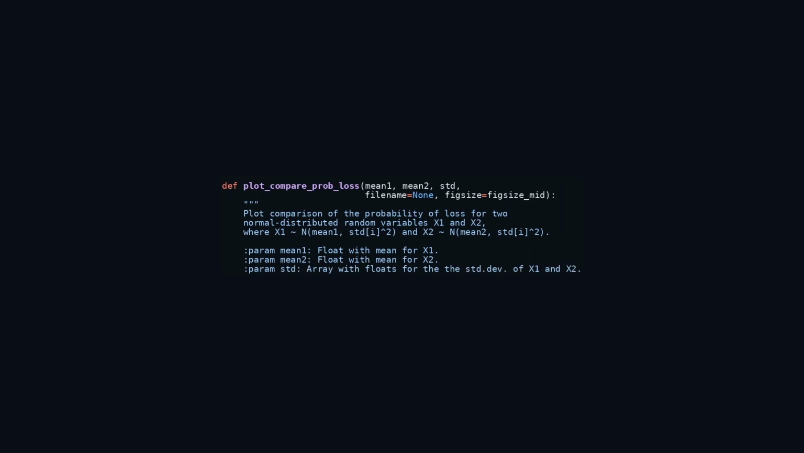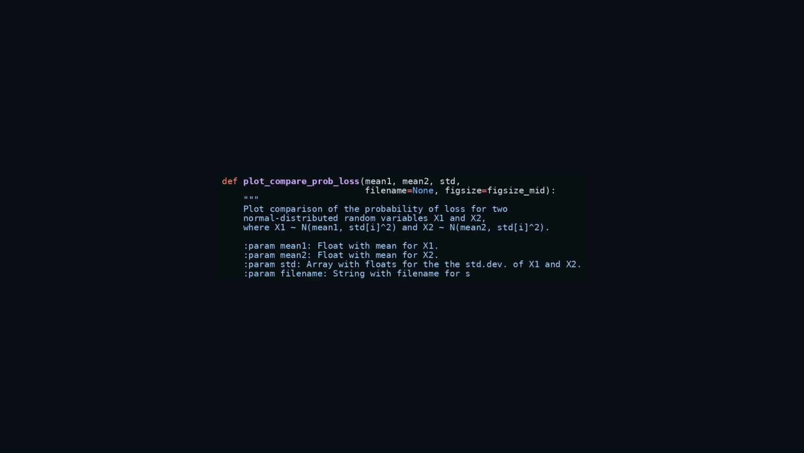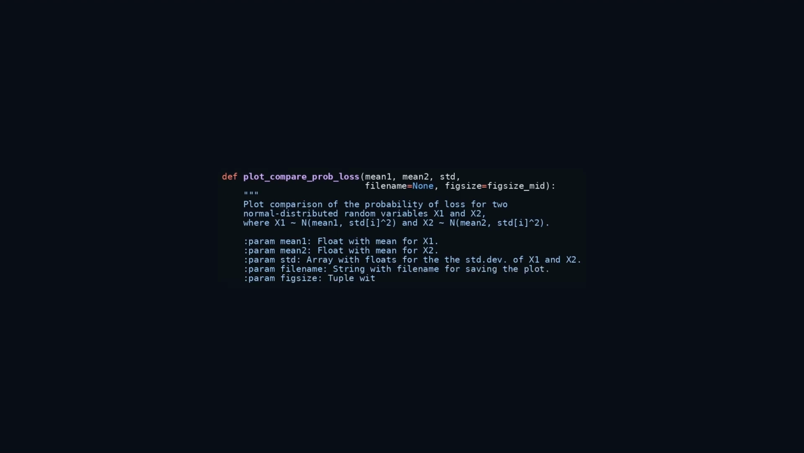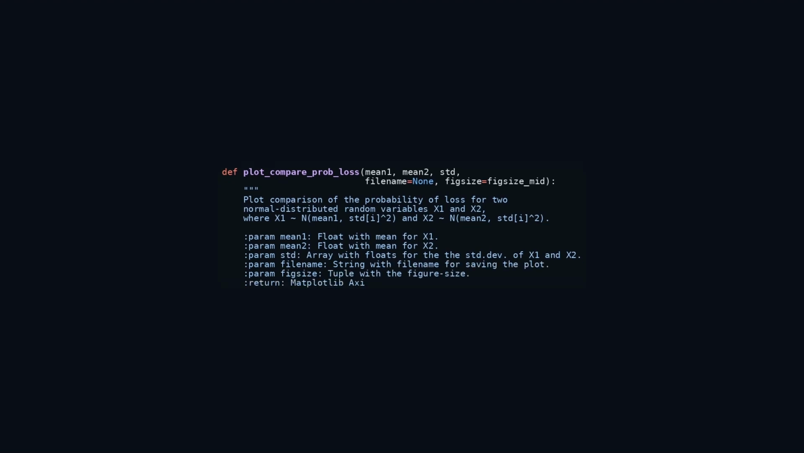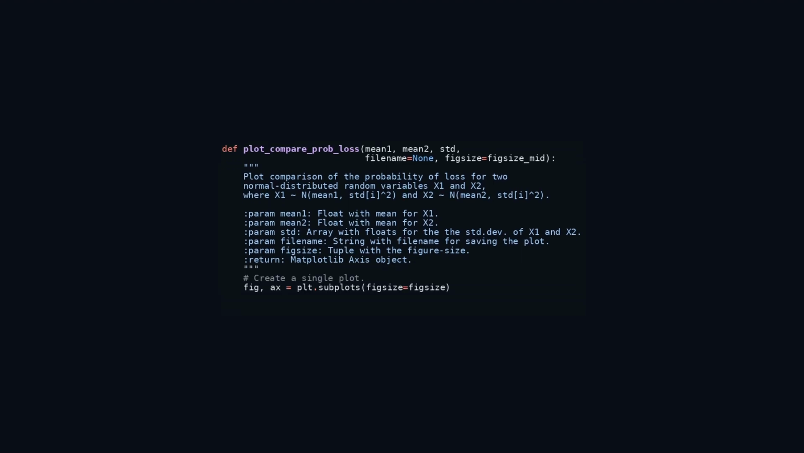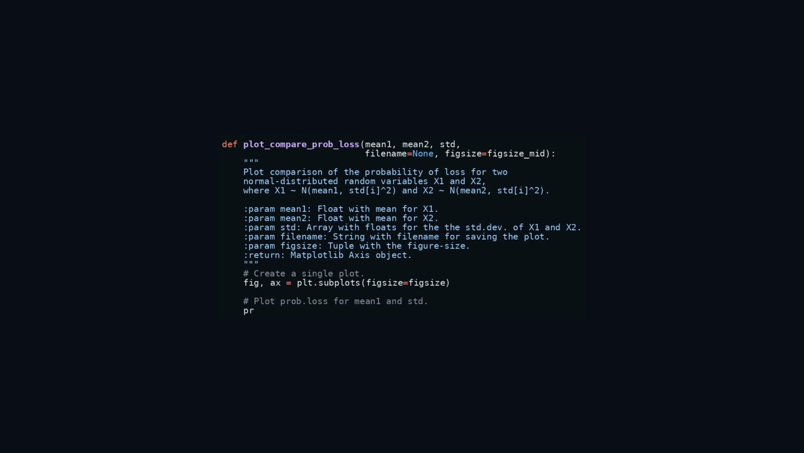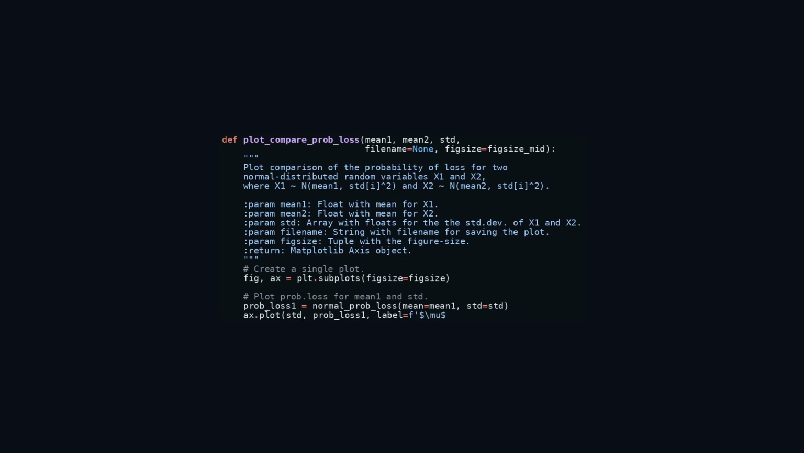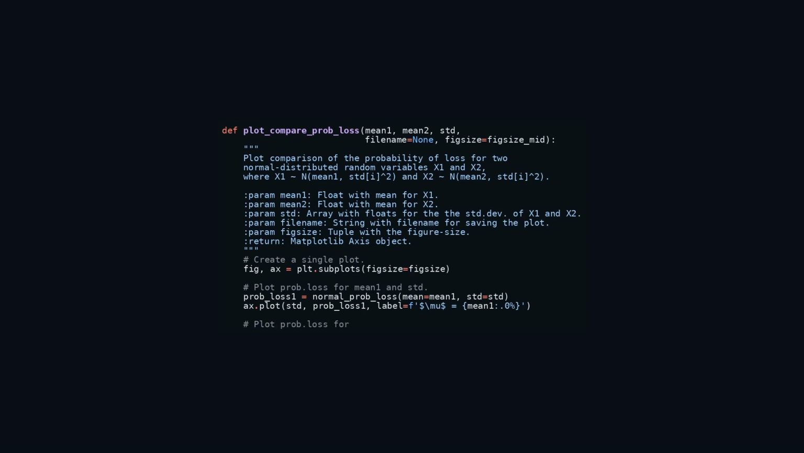This function utilizes the matplotlib library to create a plot that shows the comparison of probability of loss for the two distributions. It operates by calculating the probability of loss for each mean value using the helper function normal_prob_loss, and then plotting these probabilities against the different standard deviations provided in the std_list array.